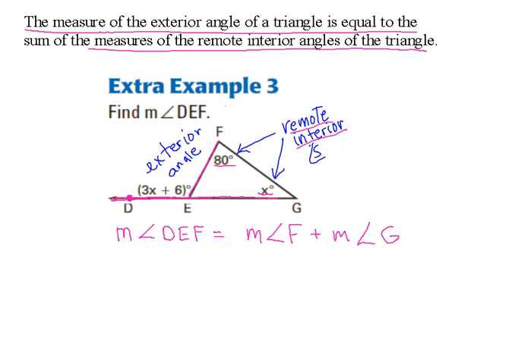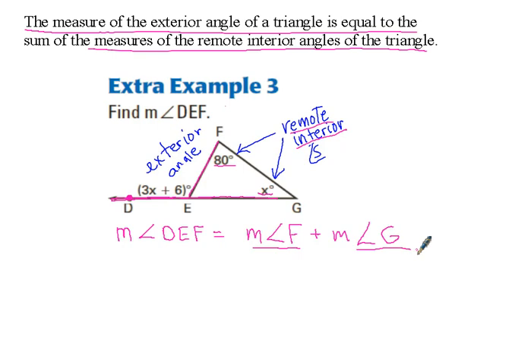And we're back. This is 4.1, Applying Triangle Sum Properties, Part B. I was just about to work on this example 3. We had just talked about the measure of the exterior angle of a triangle being equal to the sum of the measures of the remote interior angles of the triangle. So I've captured that in symbols by saying the measure of angle DEF, that's our exterior angle, equals the sum of the measures of angle F and angle G, the two remote interior angles.